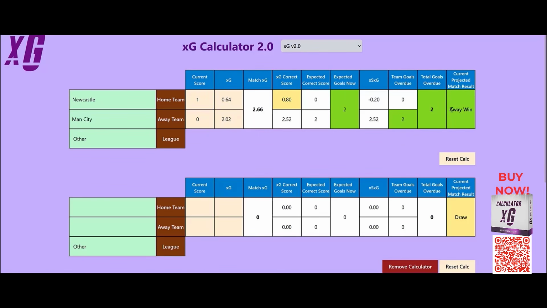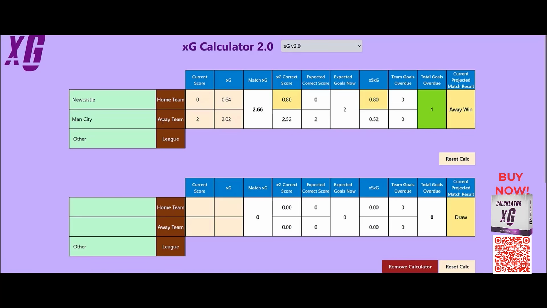So the projected match result is an away win. We've got 2 goals overdue. The correct score is wrong. This represents an opportunity. However, if we were to look at this match and it was a 2-0 late on, then there isn't really much opportunity.